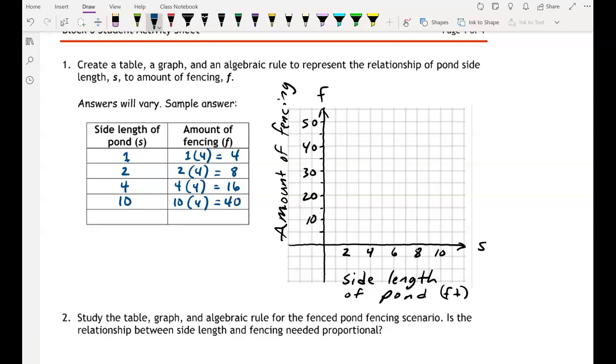Okay, well, we can graph this if we want to, which of course we do. 1 foot on the side of the pond would need us to have 4 feet of fencing. So you can see how the graph is laid out here. Here would be 1 foot on the side, which would require 4 feet of fencing. It would be out there. 2 feet on the side of the pond would require 8 feet of fencing.